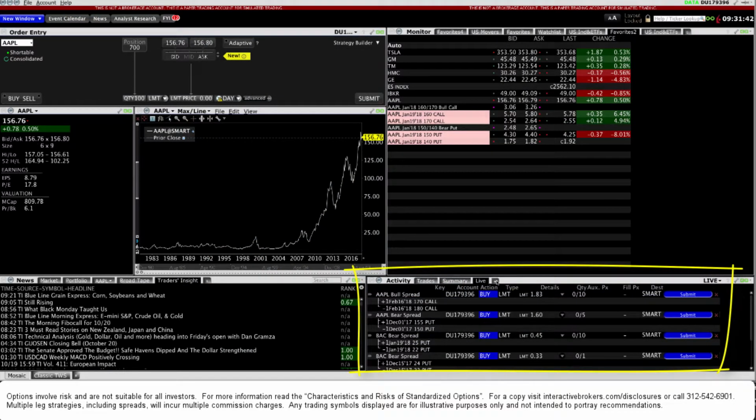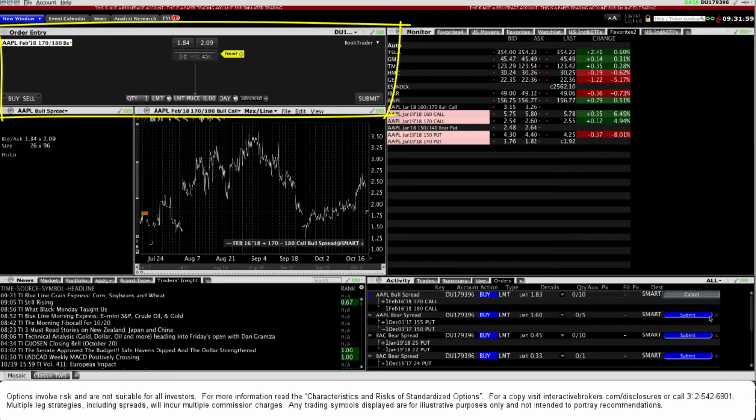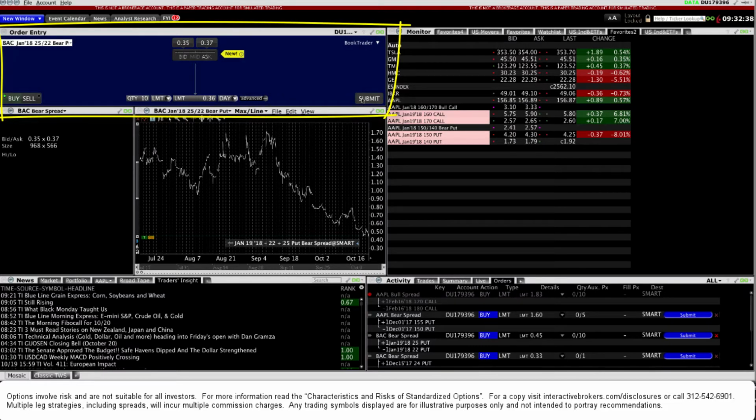If not displayed, access the order panel by clicking on the plus button to the right of the activity panel. Orders can be transmitted from this panel by clicking on the blue Submit button to the right. You can now click on any saved spread to tailor an order in the order panel or by entering a new trade from the order entry window in the top left of Mosaic.